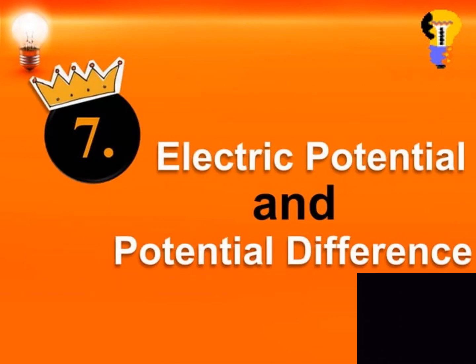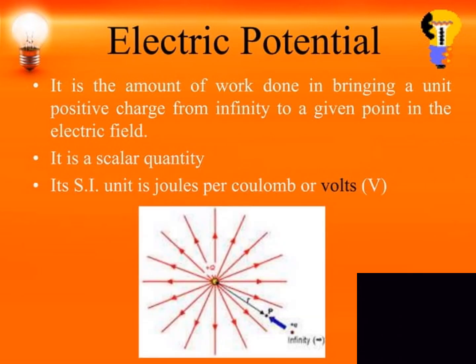Now, electric potential and potential difference. Electric potential is the amount of work done in bringing a unit positive charge from infinity to a given point in the electric field. The amount of energy required from infinity to a given point is called electric potential. Okay, and it is again a scalar quantity. It is measured in joules per coulomb or volts.